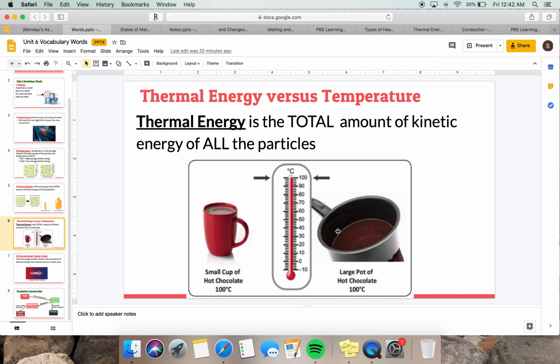However, this pot of hot chocolate is larger. There's more particles in this one. So this one would have a higher thermal energy versus this smaller cup of hot chocolate. Because remember, this cup of hot chocolate has less particles in total. So when you add up all of the particles' kinetic energy from here, it's going to be smaller than the total kinetic energy of particles from this pot. Hopefully that makes more sense.